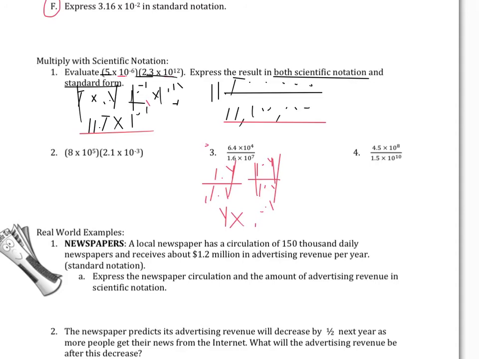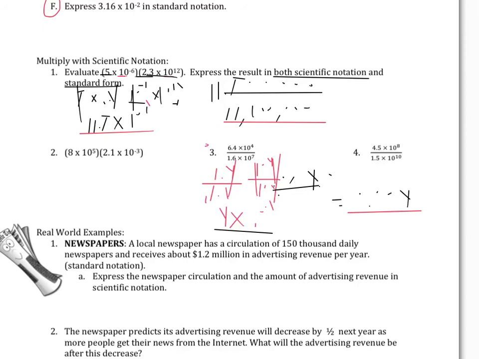So 4 minus 7 gives us a negative 3. So that is our answer written in scientific notation, but we have to write it in standard form as well. So we have 4.0, and we're going to move the decimal place 3 times, but this time we're going to move it to the left because it's negative. So we're going to go 1, 2, 3, add in 2 zeros here, and so in standard form it's going to be 0.004. So that's going to be our final answer.